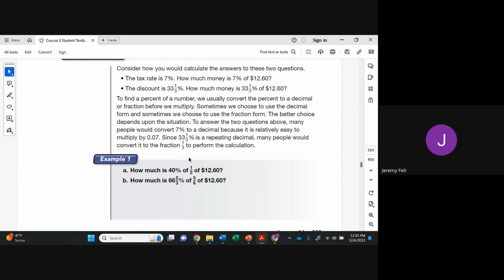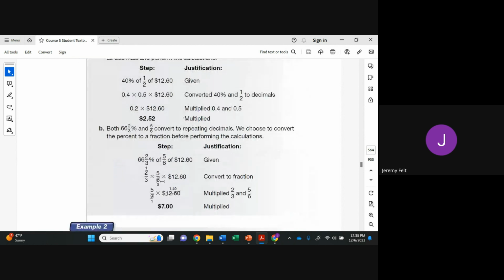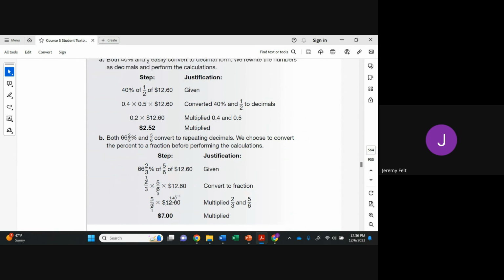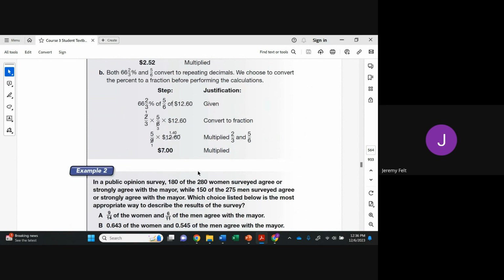So 2/3 of 5/6, since that's already a fraction, we'll just leave it, of 12.60. So 2/3 times 5/6 times 12.60 multiplies out to be $7. So even though, yes, the money is in decimal, it's easier to keep these two numbers as a fraction. If we have three numbers, one's a decimal and two of those three we're going to make a fraction, it's probably easier to keep it in terms of fraction.